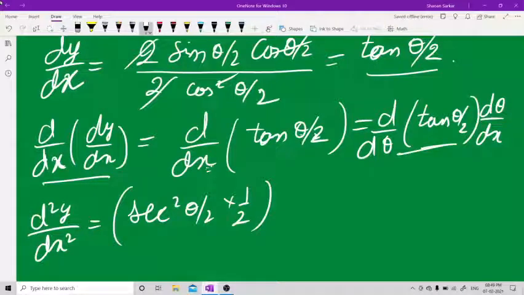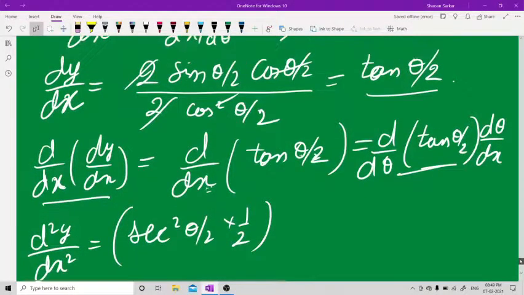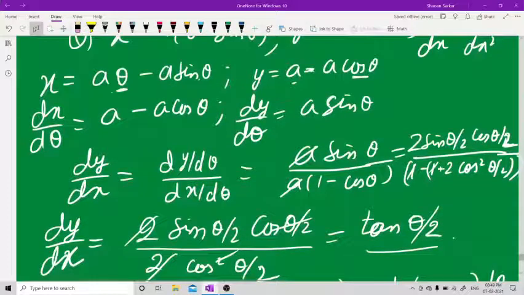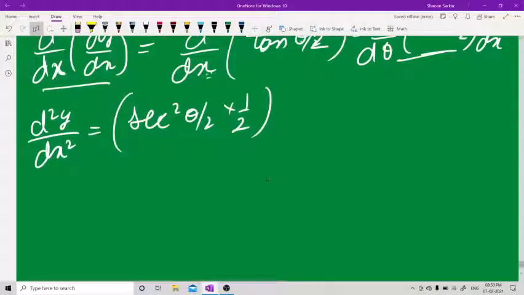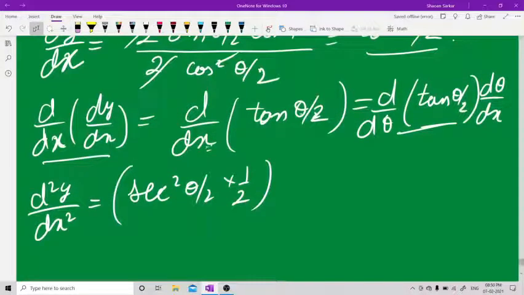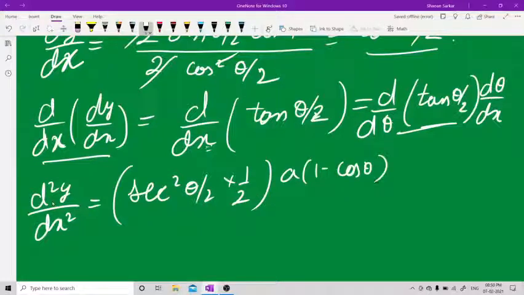Now d theta by dx. What is dx by d theta? Let us find it. dx by d theta is a minus a cos theta, that is a into 1 minus cos theta. You know it already. And use that formula again: 1 minus cos theta is 2 sine square theta by 2.